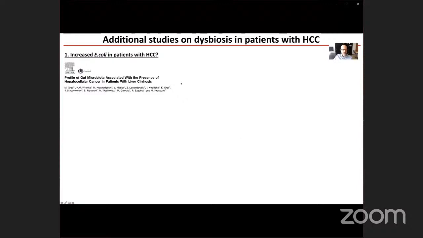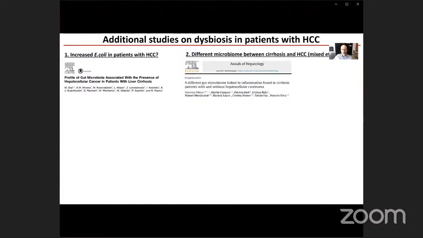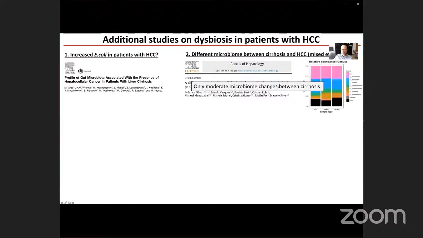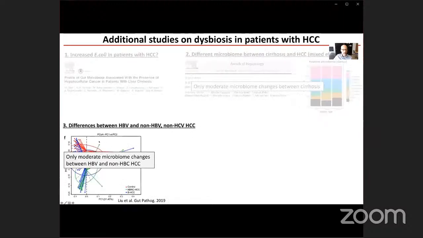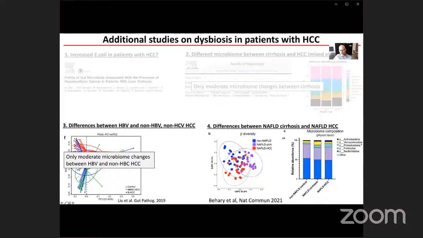A number of additional studies also showed changes. Here, one study showing an increase of E. coli in patients with HCC. A study comparing cirrhosis to HCC of mixed etiology, moderate microbial changes again. A study showing HCC of HBV and non-HBV origin, showing differences between those groups in terms of the microbiome, again moderate, and another study on NAFLD cirrhosis and NAFLD HCC, showing moderate changes in the microbiota.